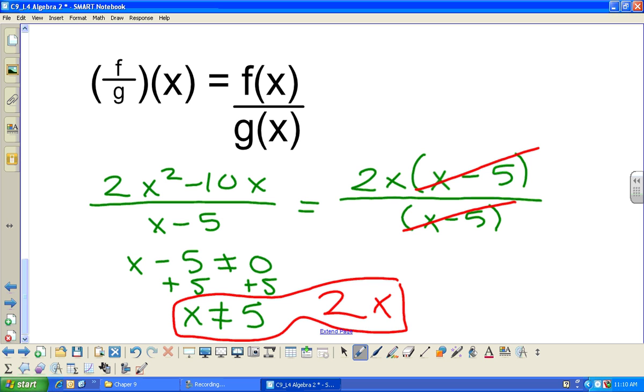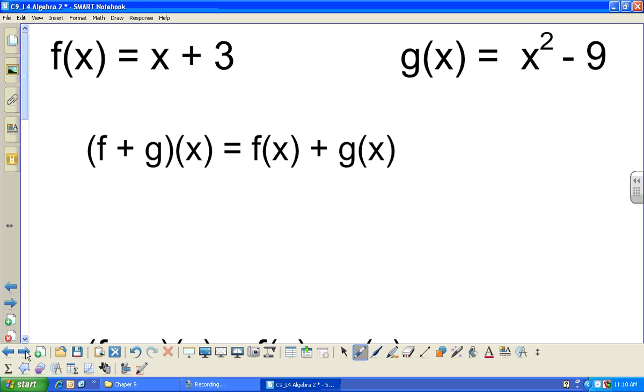For the next problems, I would like you to try them by yourself and then compare to the problems that I do on the board. For my first problem, I'm going to have the function of f plus the function of g. In this case, you should always write your final answer in standard form.